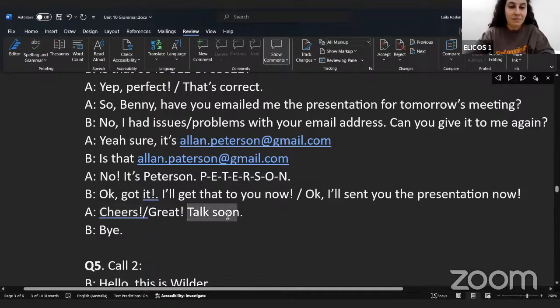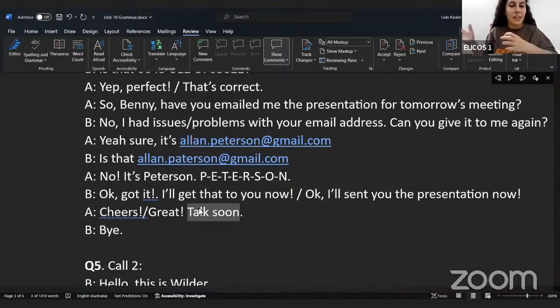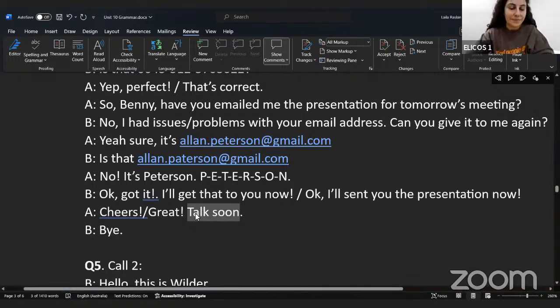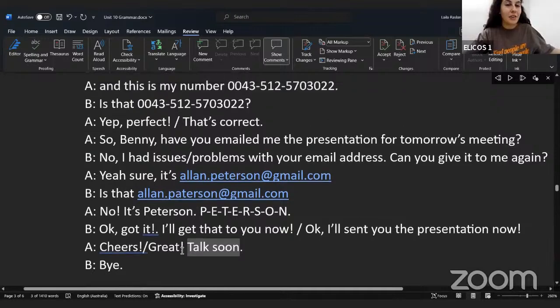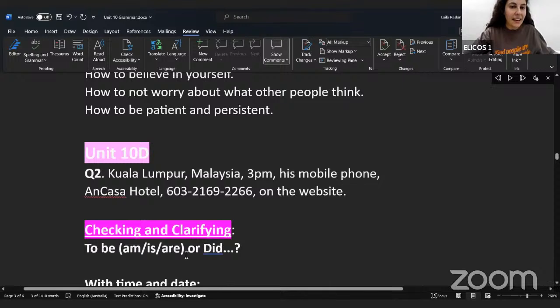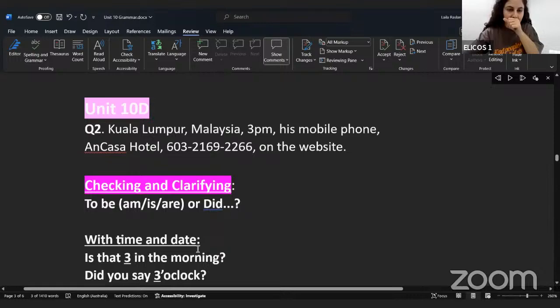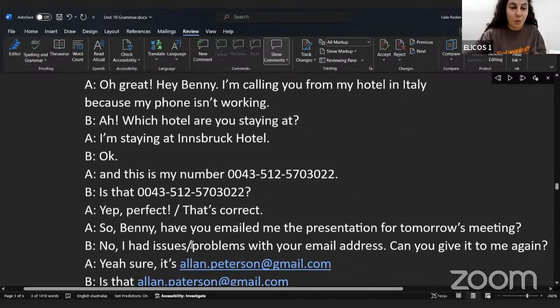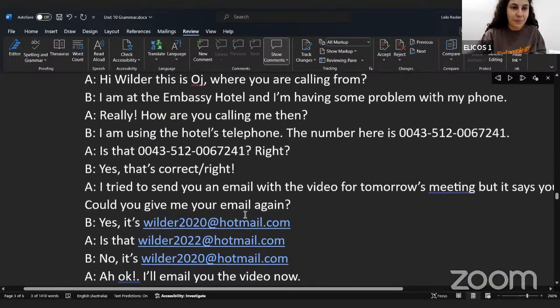Cheers, talk soon. Okay, so keep your conversations very short. Bye, because you're on the phone. So talk soon. You don't need to say, okay, I'll talk to you sometime very soon. Just a short sentence that's very quick and easy to understand. Okay, before I give you another example, we'll talk about another example.